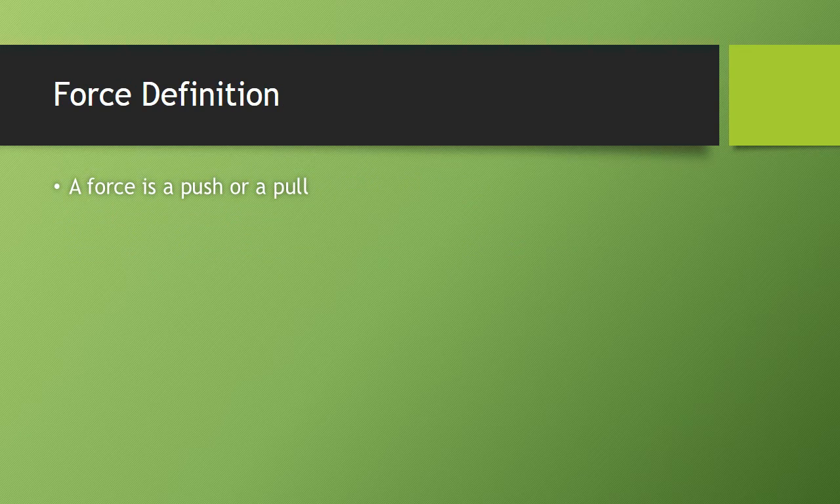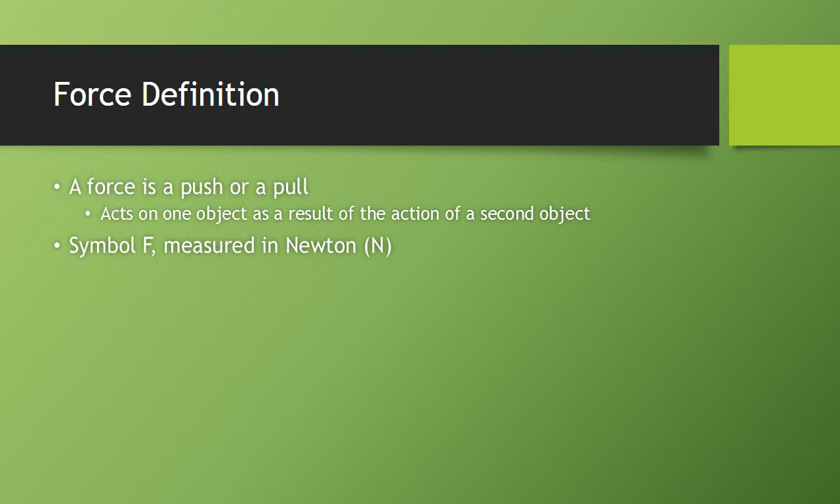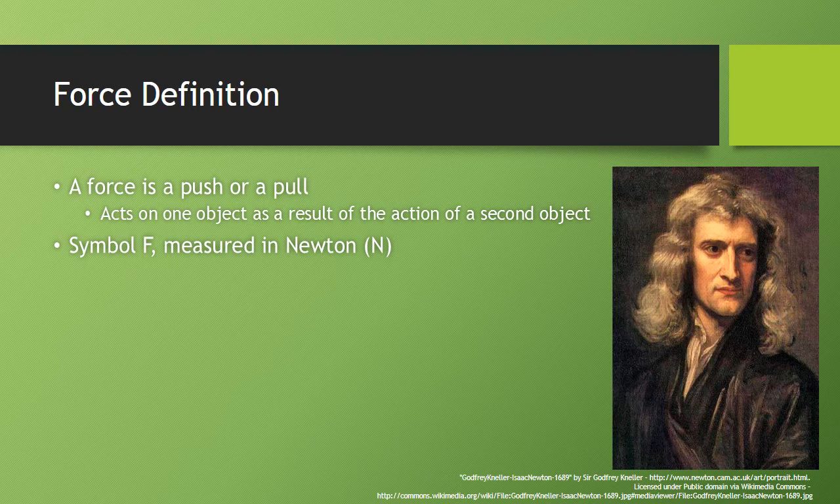So at its most simple definition, a force is a push or a pull. And that push or pull happens because of the interaction between two objects. One object will push or pull on another object. We give force the symbol F and it is measured in newtons, named after this guy, Sir Isaac Newton, who came up with three rules that we will be looking at later.